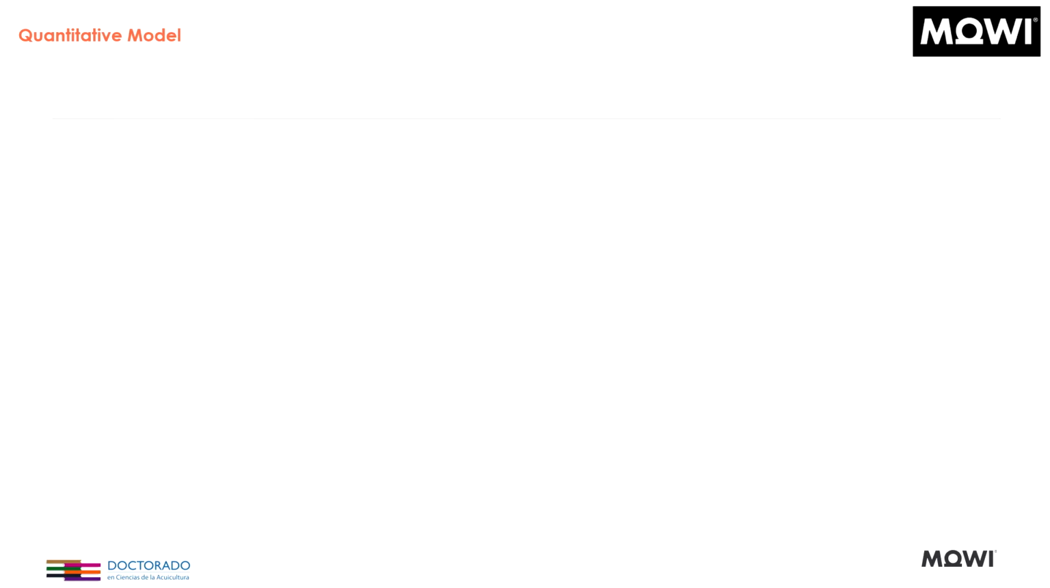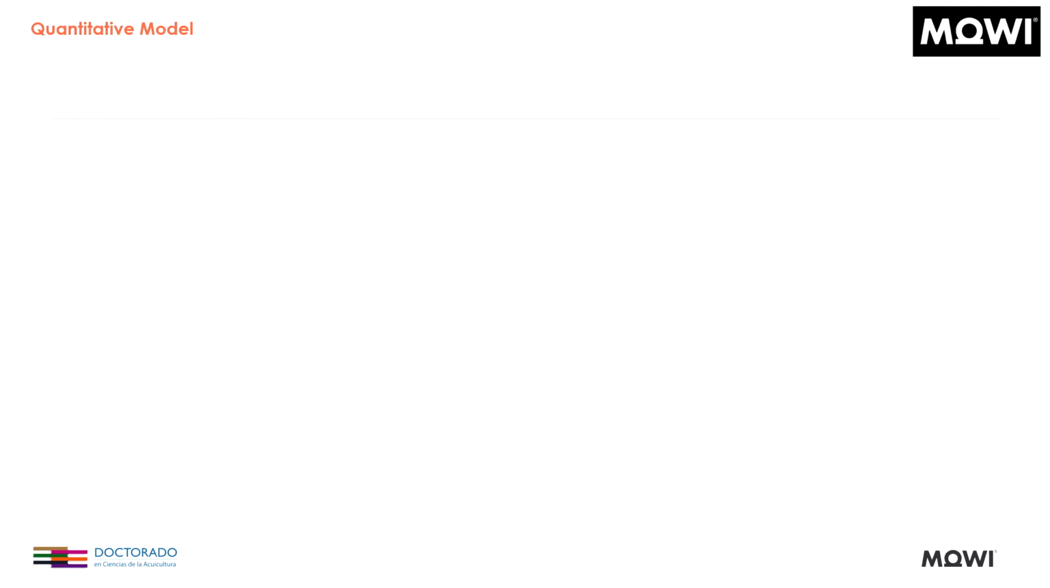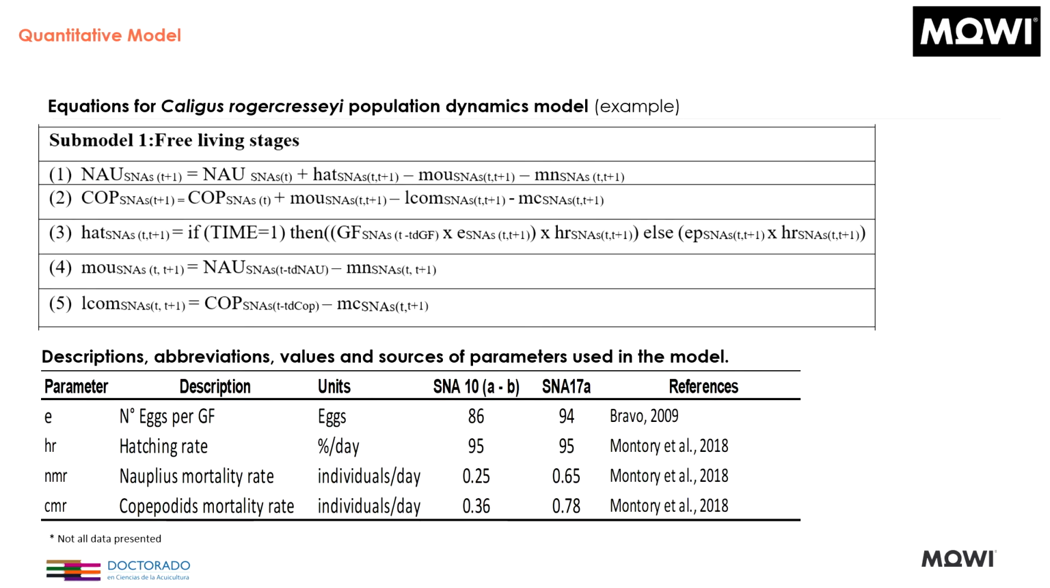And regarding the quantitative model, as I mentioned, it was developed using difference equations that appear here, for instance, for the free living stages submodel. These difference equations used different information to parameterize the equations. You can see here the sources of information that I used.